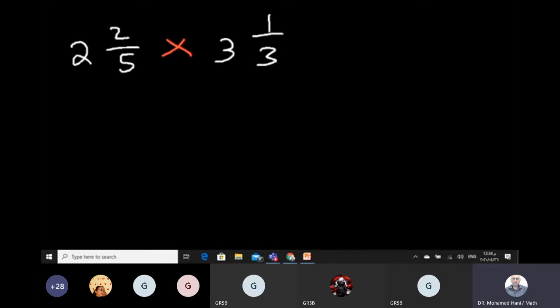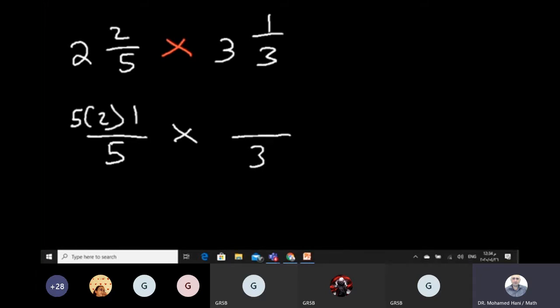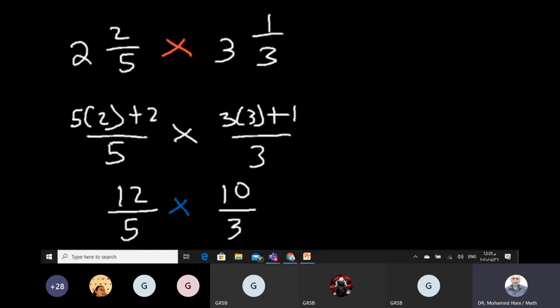So let's begin. The best way to solve it, personally, I think, is just to convert both mixed numbers into improper fractions. So let's go ahead and do that. So we're going to keep the 5 on the bottom and the 3 as well. On top is going to be 5 times 2 plus 2. And here we're going to have 3 times 3 plus 1. So keep in mind, you need to multiply these two numbers and then add the numerator. 5 times 2 is 10. 10 plus 2 is 12. So we have 12 divided by 5. 3 times 3 is 9. Plus 1, that's 10. So this is 10 over 3.